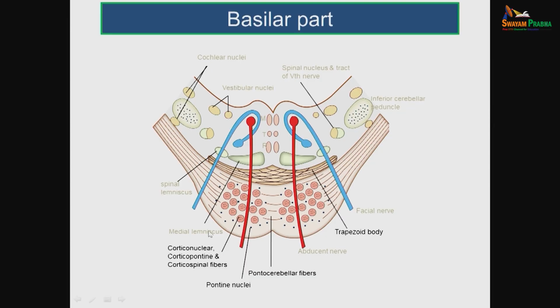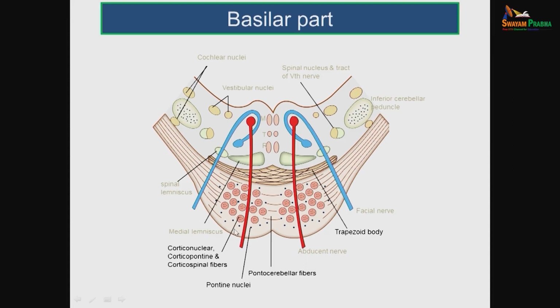And the corticopontine fibers, from the cortex they come to the pontine nucleus here, then go to the cerebellum. So, this acts as a bridge between the cortex and the cerebellum through the corticopontine fibers. And another important one is the corticospinal fibers. From the cortex it descends, then it crosses at the pyramid and goes to the opposite side of the body. So, that is the corticospinal fibers.